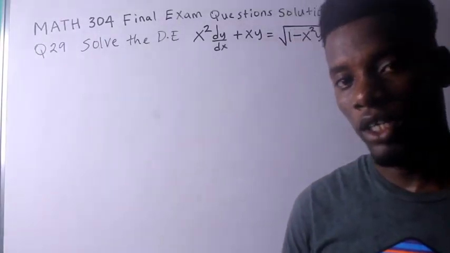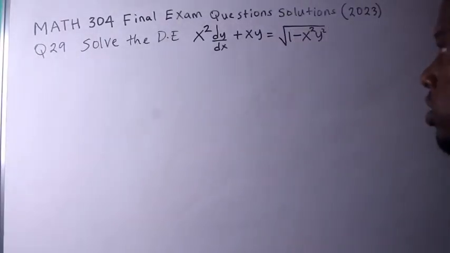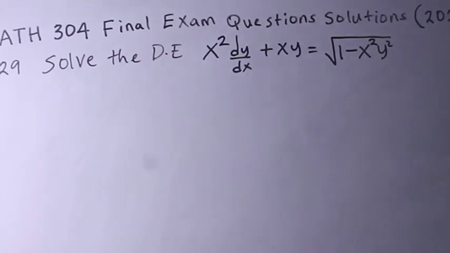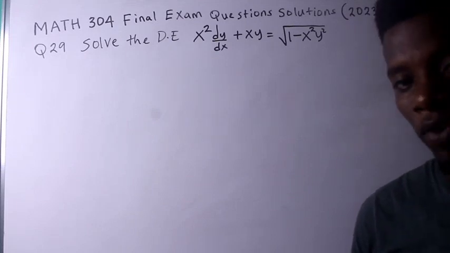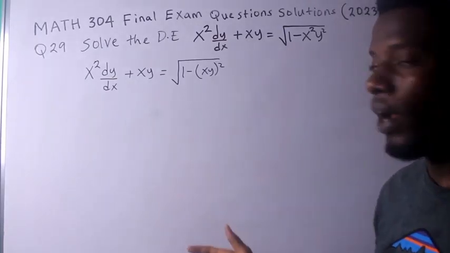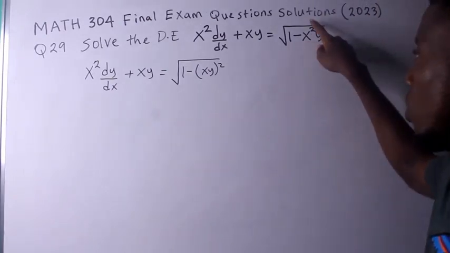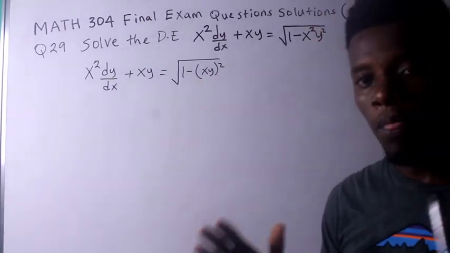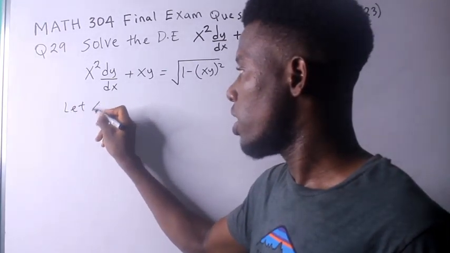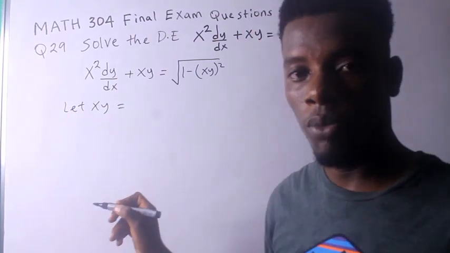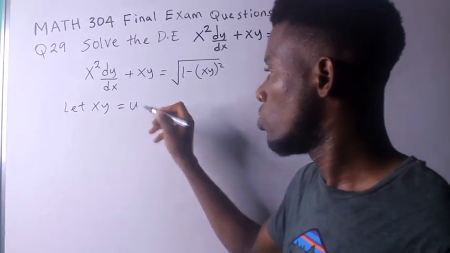Question number 29 says we should solve the differential equation x squared dy by dx plus xy equals the square root of 1 minus x squared y squared. To solve this differential equation, I am going to rewrite it and write x squared y squared as xy all squared. I do a substitution. I say let xy equal to some new variable, call that u.